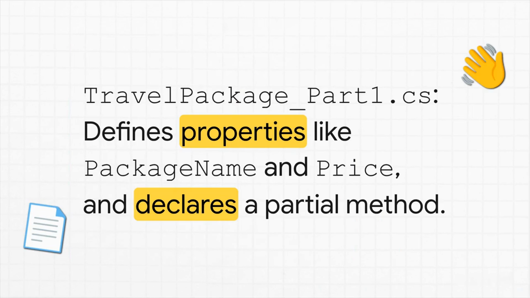Let's see how this plays out. So in our first file, let's say one developer is setting up the basic properties for a travel package: its name and its price. They also declare what's called a partial method. That's basically just leaving a note for the other developers saying, "Hey, I'm creating an event here called onBooking, but someone else needs to write the actual code for what it does."